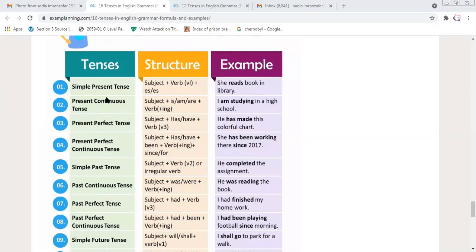Yes, they are clear. So you have to go through it, that these are the tenses. Their structure is written here that we have studied today. Simple present tense, subject, verb, and S or ES. Examples are there. She reads a book in library. Then present continuous tense, present perfect tense, present perfect continuous tense, simple past tense, past continuous, past perfect tense, and past perfect continuous tense. So you have to go through it. I'm sharing this in the group, and you have to complete the task that I have given you.